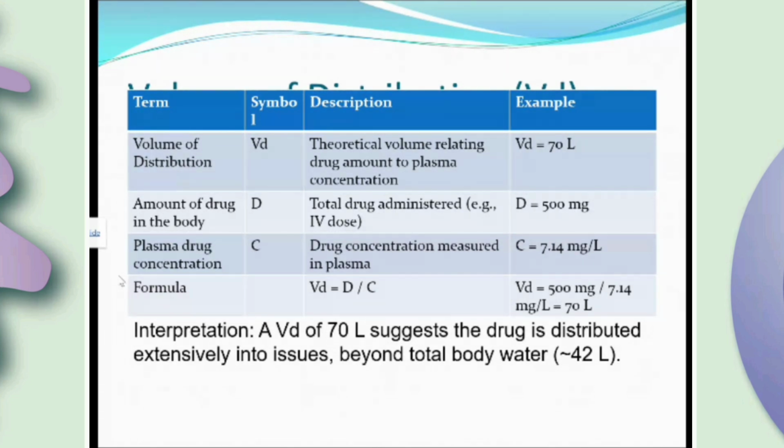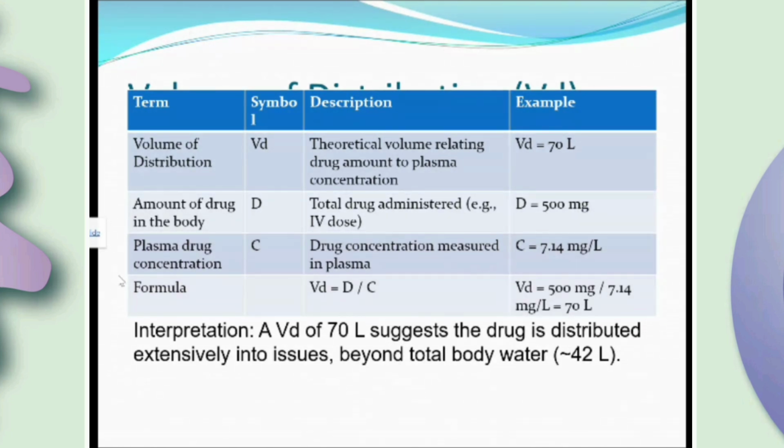Let's pay attention, because after this you'll do a small calculation. So volume of distribution, we have said, is the theoretical volume relating drug amount to plasma concentration. Now we have amount of drug in the body, symbolized by D. That will be the total drug administered, e.g. the IV dose. And we have the example of 500 milligrams.